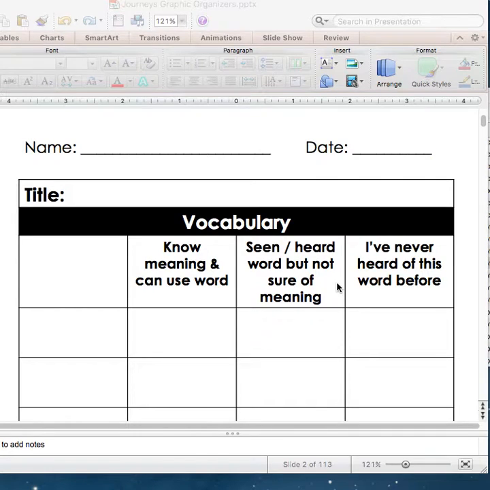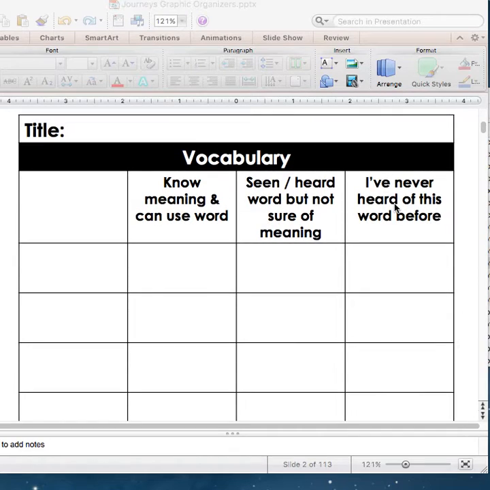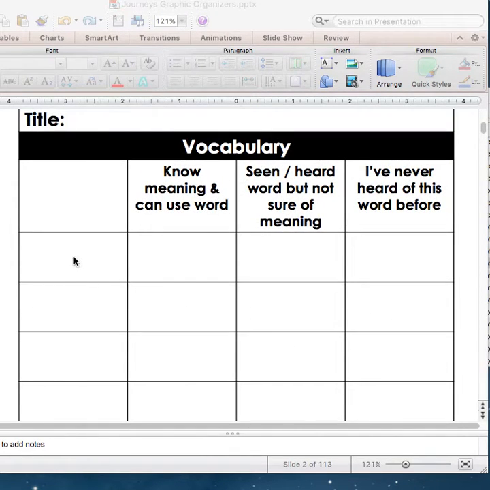Before you start this activity, make sure you have your vocabulary graphic organizer. Please put your name and the date on your graphic organizer.